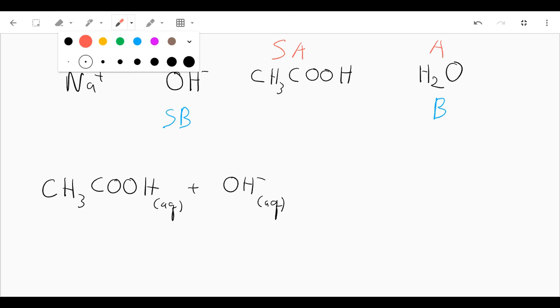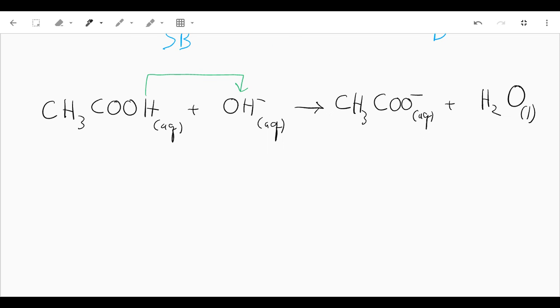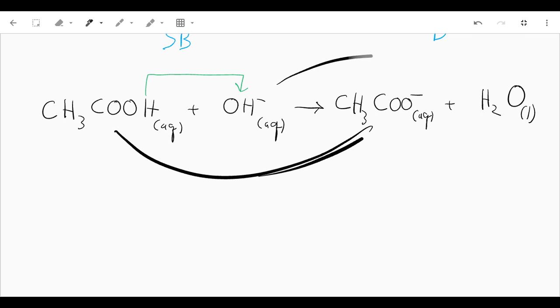We do know that this hydrogen ion is going to bump off into the hydroxide. So that means we're going to produce CH3COO- and a water molecule. Important thing to note with this as well, if you are having trouble finding out what the conjugates could be, you can always check it on your conjugate acid-base table because these two are going to be listed beside each other and these two are going to be listed beside each other as well.